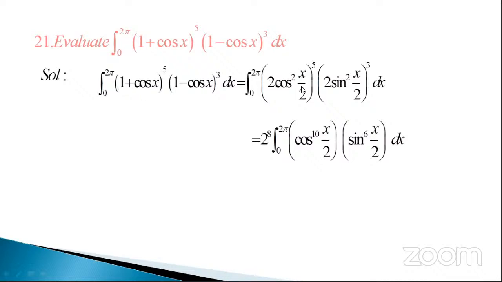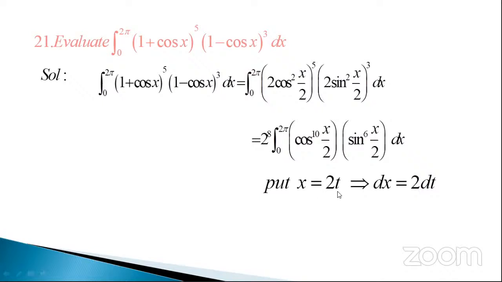That equals 2 cos²(x/2). And 1 − cos x means 2 sin²(x/2). Am I clear? Here 2 to the power of 5, here 2 to the power of 3, that equals 2 to the power of 8. It means (cos²)^5 gives cos^10(x/2), and (sin²)^3 gives sin^6(x/2). Now, your substitution is x = 2t.